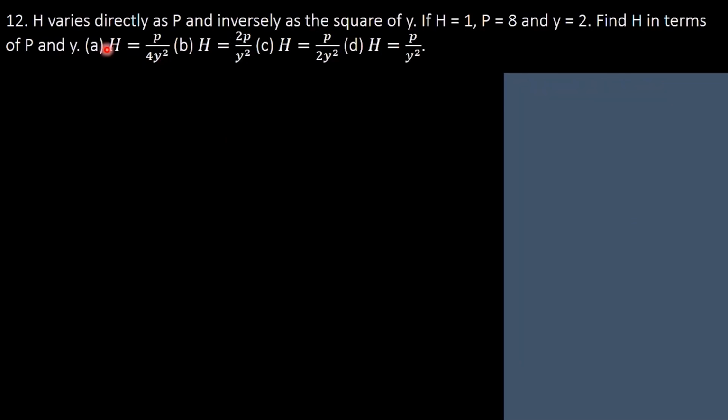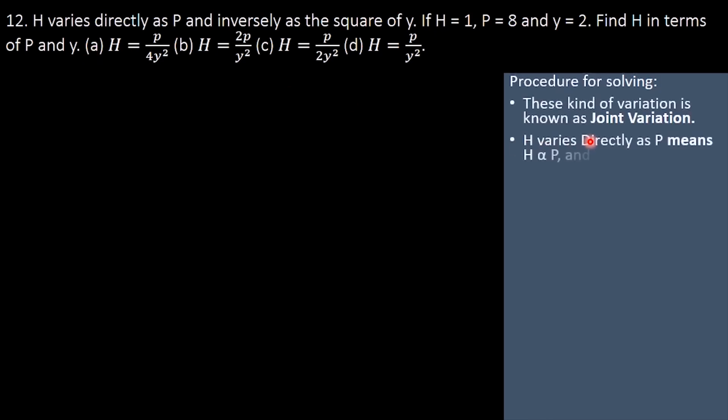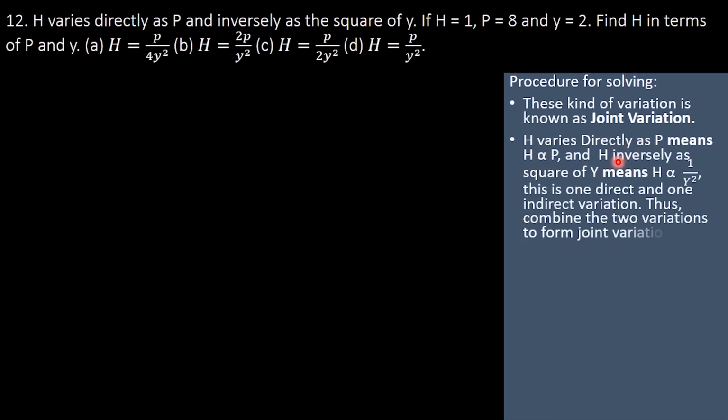Question 12. If h varies directly as p and inversely as the square of y, if h is equal to 1, p is equal to 8, and y is equal to 2, find h in terms of p and y. Here is the procedure for solving this. This kind of variation is known as joint variation. When they say h varies directly as p, it means this, and when they say h varies inversely as the square of y, it means this.